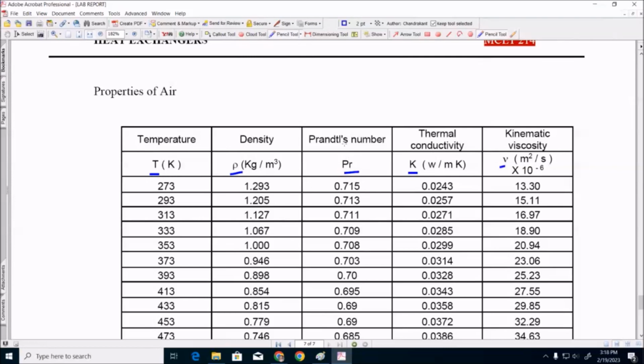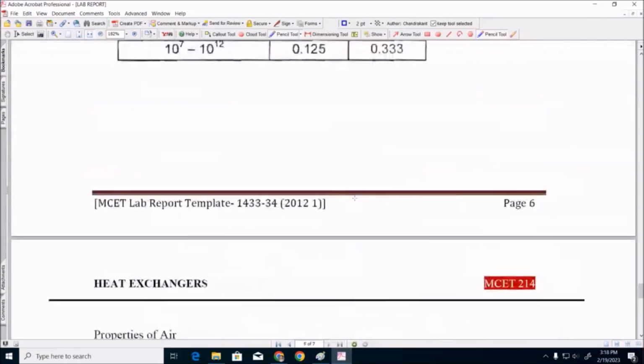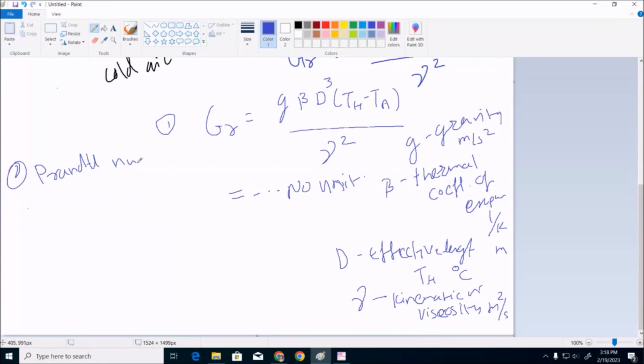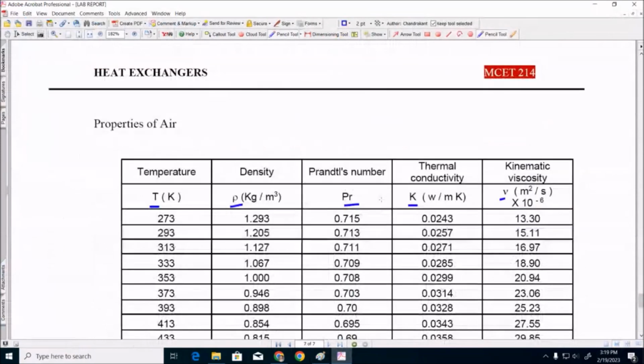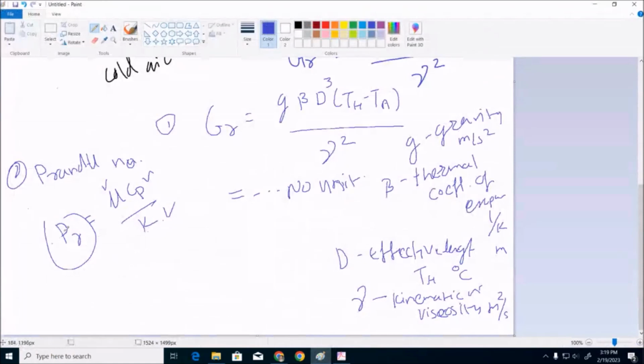Another number is the Prandtl number. Why it is in the table, I will explain. The Prandtl number is denoted by Pr and it is given by mu Cp by K. Dynamic viscosity, specific heat, and thermal conductivity are all properties, so the Prandtl number is also a property, and in the table it is given as the Prandtl number. It has no unit, like a dimensionless number.